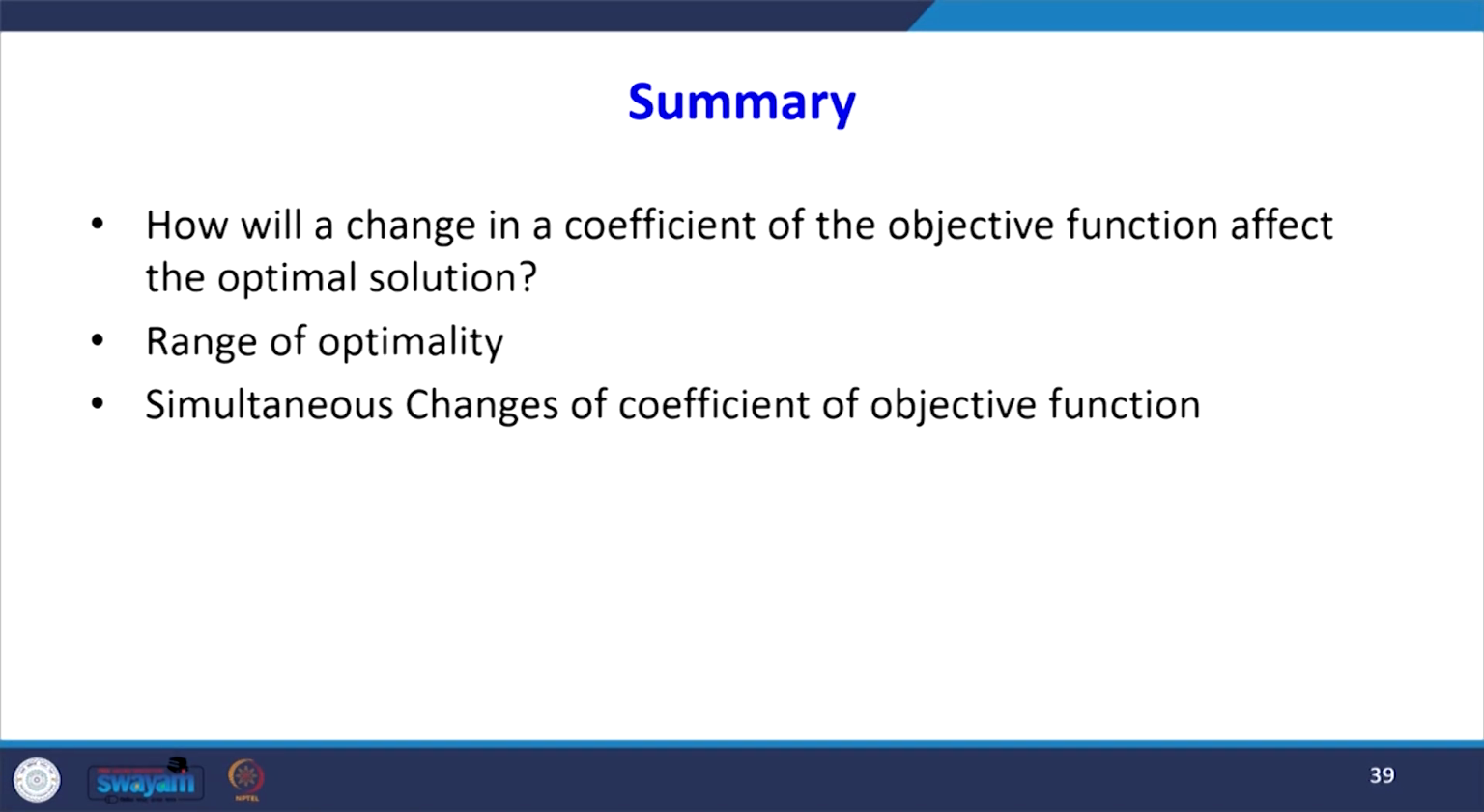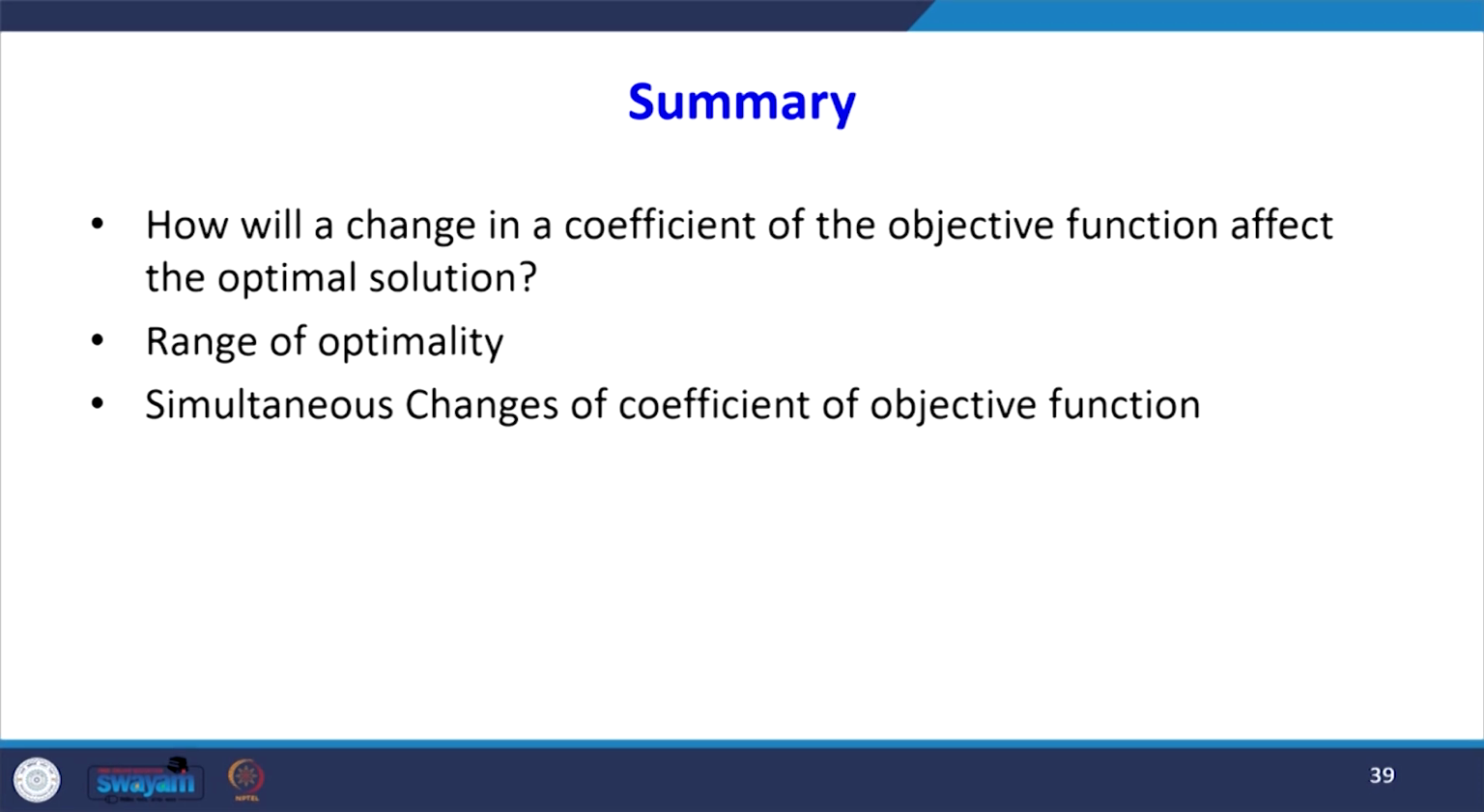Now we will summarize what we have learnt in this class. We have learnt how a change in the coefficient of the objective function affects the optimal solution. Then we learnt a new term called range of optimality. Then we saw how simultaneous changes of the coefficients of the objective function affect our optimal solution.